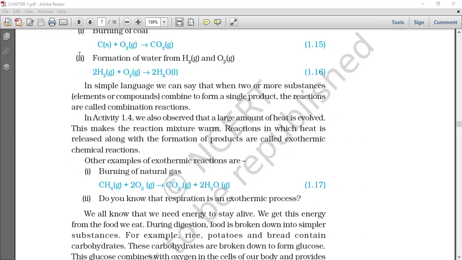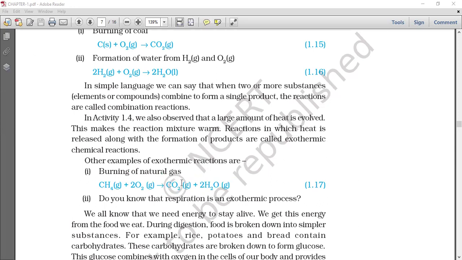Now, other examples of exothermic reactions. Methane CH4 plus oxygen gives rise to carbon dioxide and water. Now it is very, very important. See here, methane gas, it is in gas state, and here oxygen gas, then carbon dioxide gas. Then here, if you observe water, which state? Gas here. So water is in gaseous state. This is what you should note down.